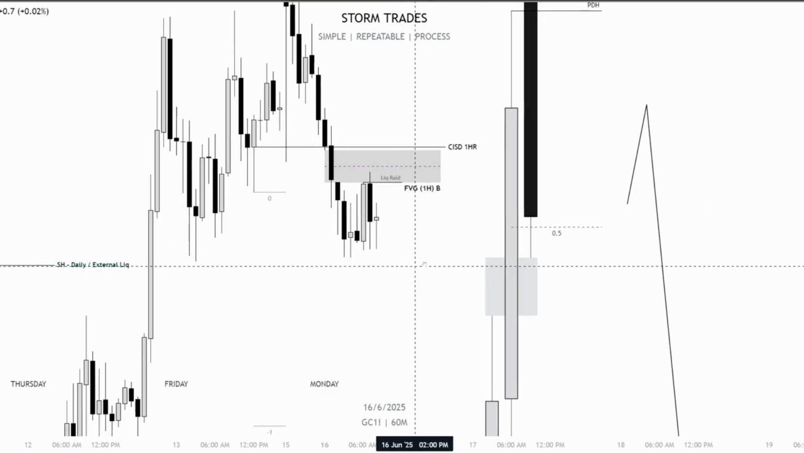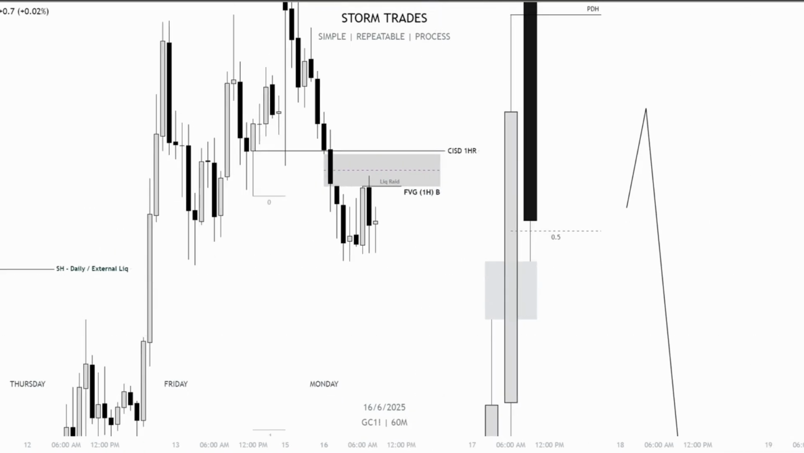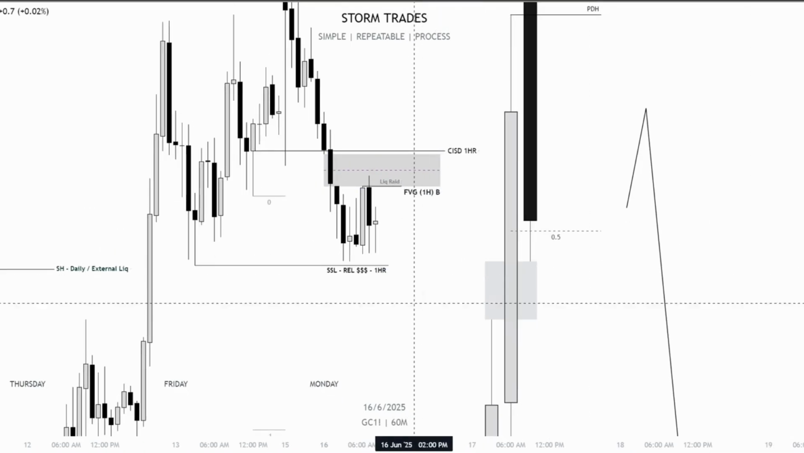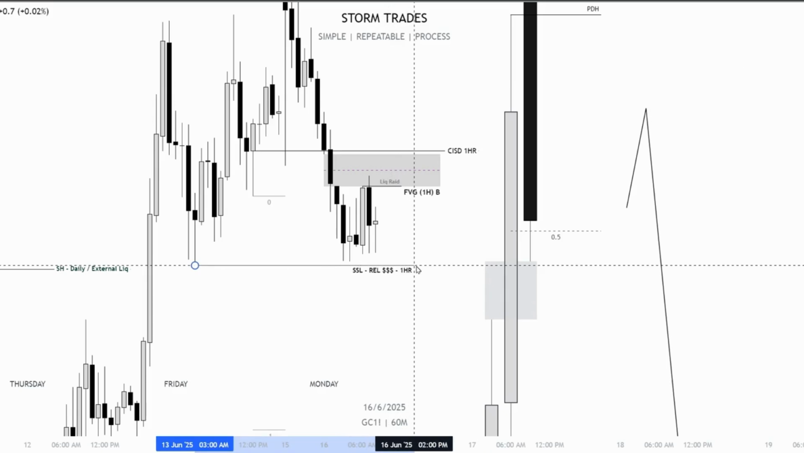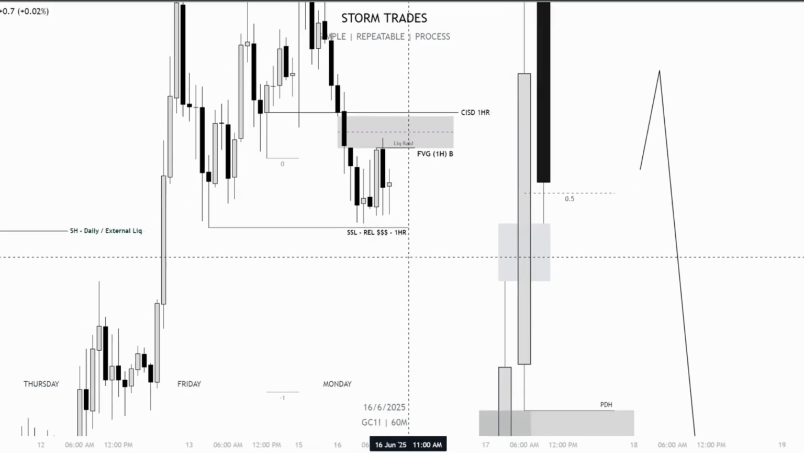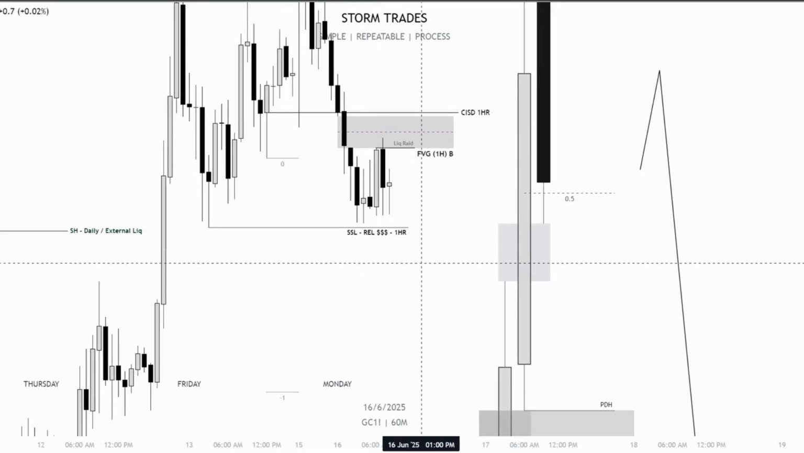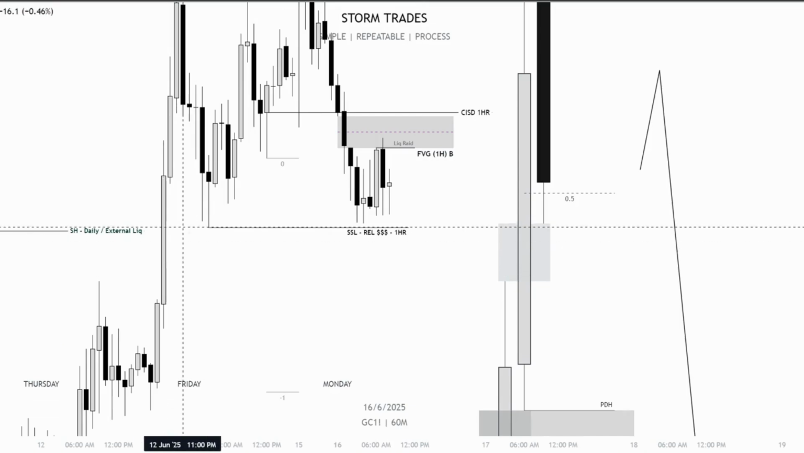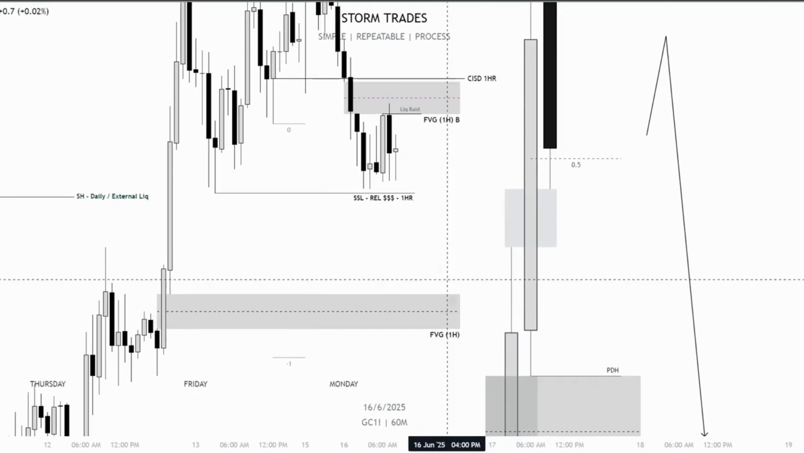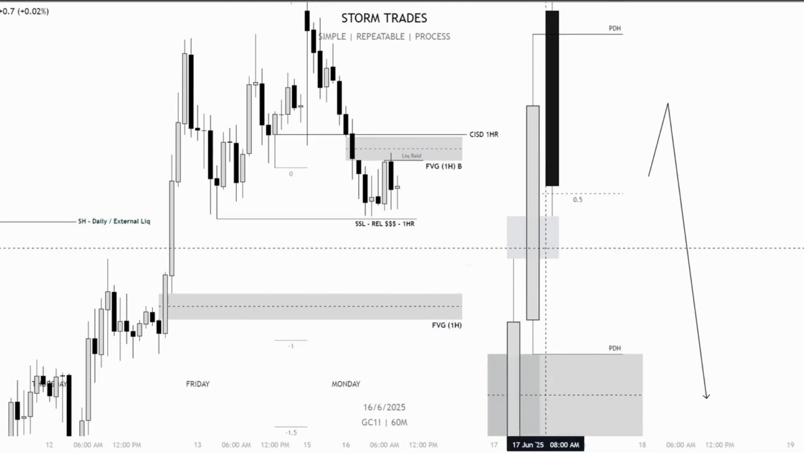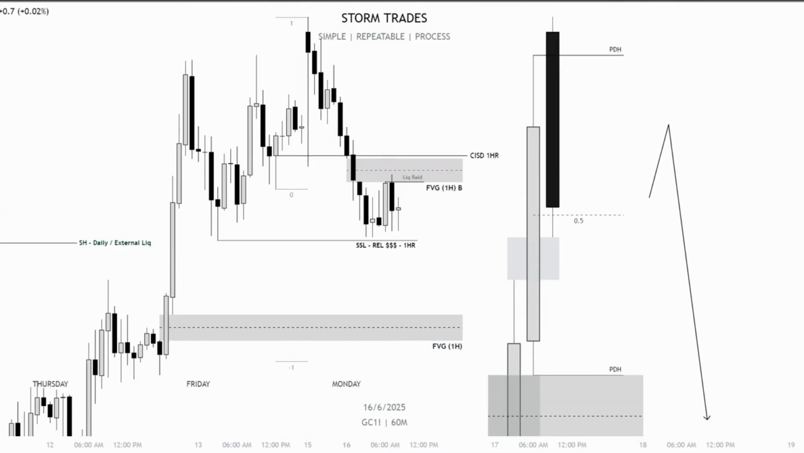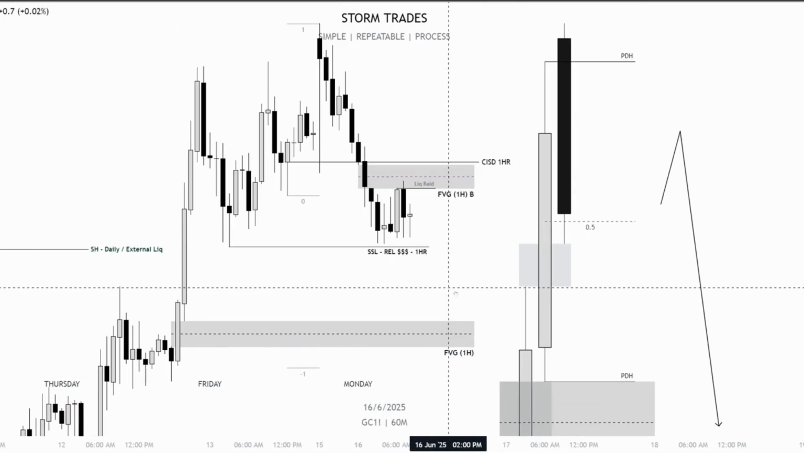I'm expecting price to go lower, but I need some good targets. And I have that right here in the form of hourly relatively equal lows. That's a great target right there. Those relatively equal lows happen to be inside of a bullish hourly fair value gap, and we also have an unmitigated fair value gap down here on the hourly. These are great draws on liquidity. I feel confident in trying to get on sides with a short.